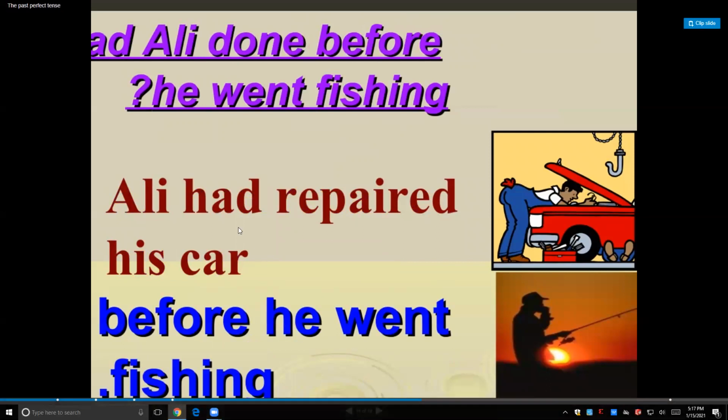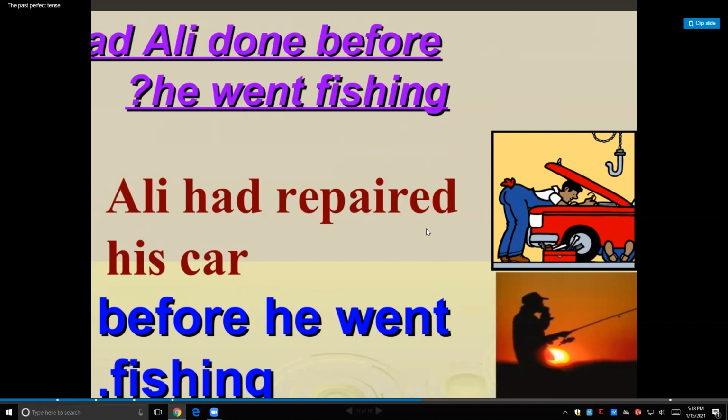See this sentence again. Ali had repaired his car before he went fishing. Now see, there are two actions here. He repaired his car, he went fishing. Now which action took place first? Of course, this action took place first. First he repaired his car, and then he went fishing.